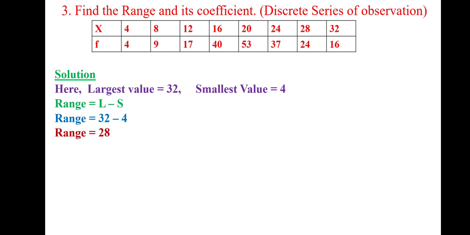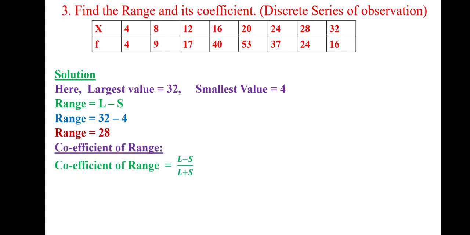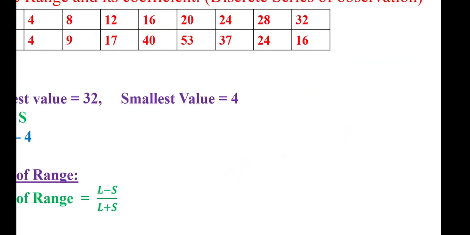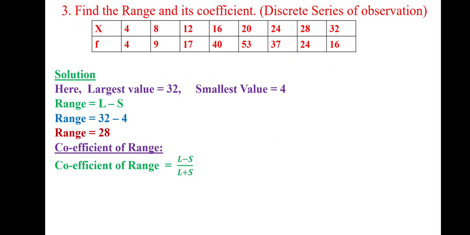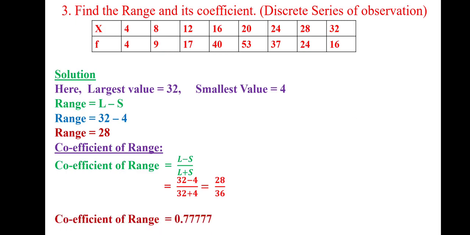Then we need to find the coefficient of range. The coefficient of range formula is L minus S divided by L plus S. Here the largest value is 32, smallest value is 4. So 32 minus 4 equals 28, 32 plus 4 equals 36. So simplify 28 divided by 36, we get 0.777. So this is the coefficient of range. This is how to find range and coefficient of range for a discrete series.